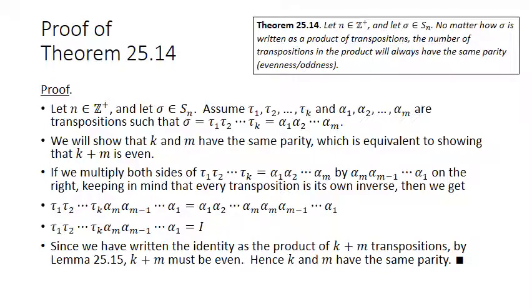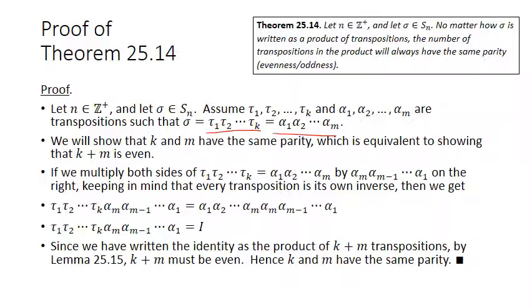Okay, so let's go ahead and prove theorem 25.14. And first let's just read it again. So let n be a positive integer and let sigma be in Sn. No matter how sigma is written as a product of transpositions, the number of transpositions in the product will always have the same parity, in other words, the same evenness or oddness. Okay, so here's the proof. Let n be a positive integer and let sigma be in Sn. Assume that tau1, tau2, through tau k, and alpha1, alpha2, through alpha m are transpositions such that sigma equals the product of all the taus and sigma equals the product of all the alphas.